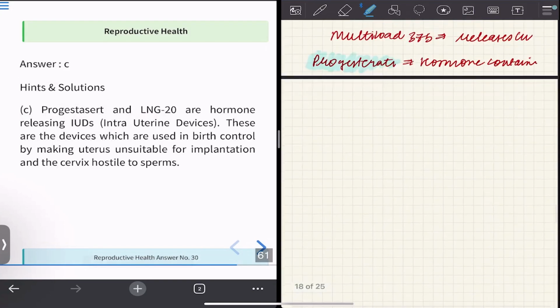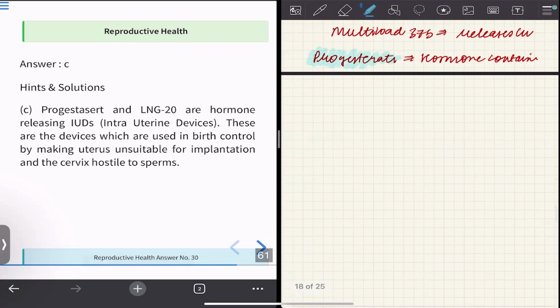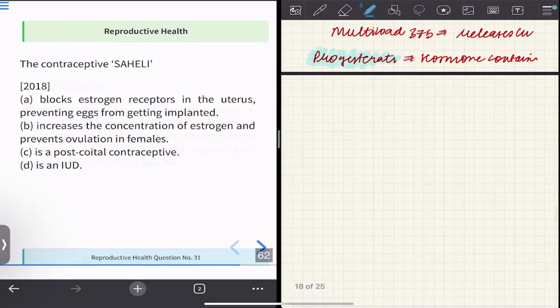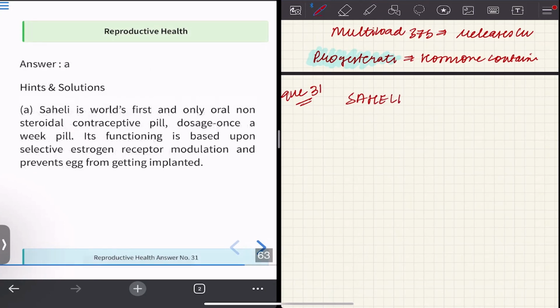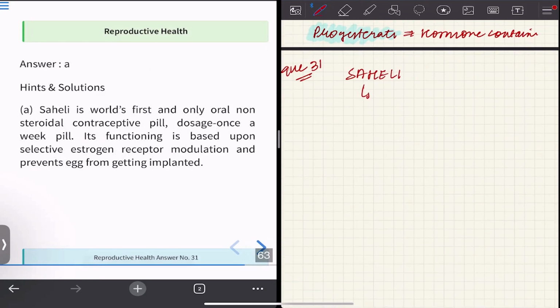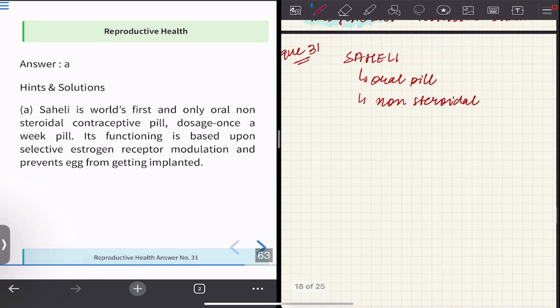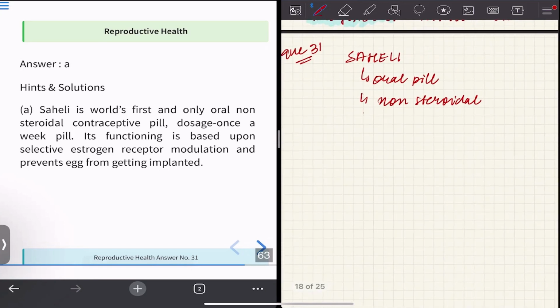The contraceptive Saheli. This is a very important question. We have question number 31. We have Saheli. What is Saheli? It is the world's first and only oral non-steroidal contraceptive pill. It is an oral pill and it is non-steroidal. And usually in oral pills, we have to take one pill every single day. But Saheli is what? It is a once a week pill.